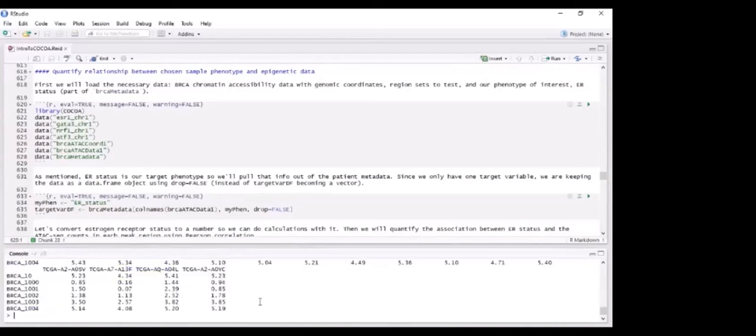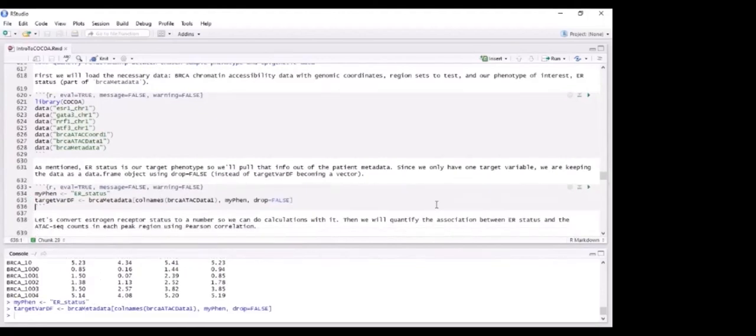And so you can see that basically the rows are regions, the columns being the samples. And then we've got the chromatin accessibility signal, which has already been normalized, as entries. And so the COCO algorithm is very similar to what it was before. We're just going to first get out estrogen receptor status for the samples that we're using now.